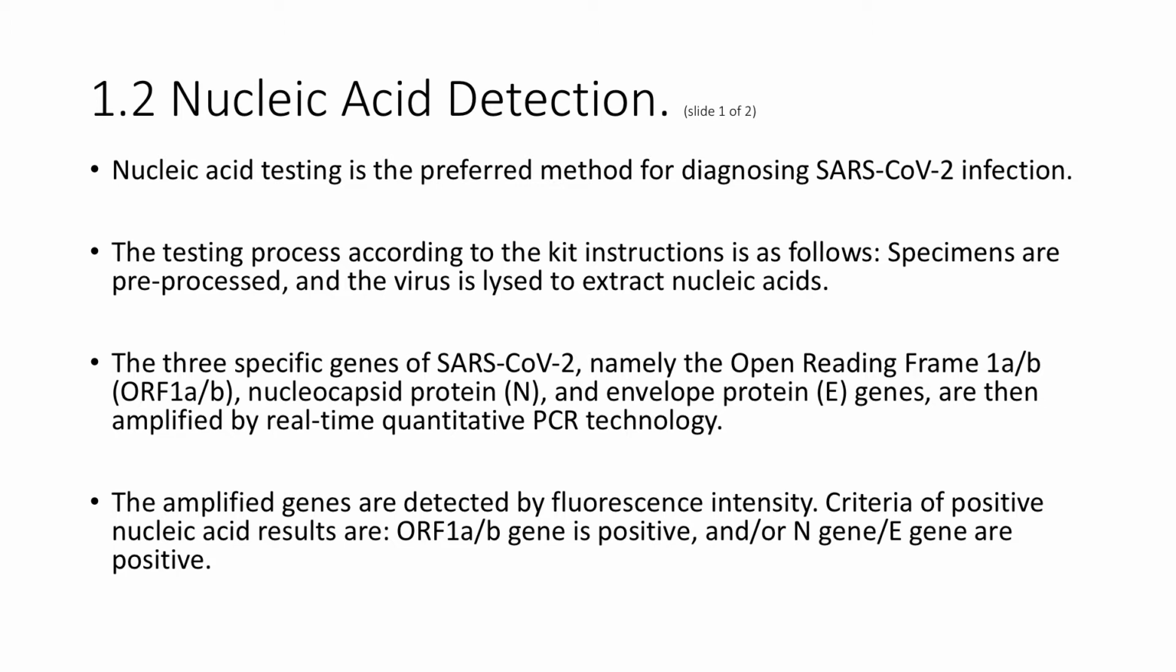1.2 Nucleic acid detection. Nucleic acid testing is the preferred method for diagnosing SARS-CoV-2 infection. The testing process according to the kit instructions is as follows. Specimens are pre-processed and the virus is lysed to extract nucleic acid. The three specific genes of SARS-CoV-2, namely the open reading frame 1A/B, ORF1A/B, nucleocapsid protein, capital letter N, and envelope protein, capital letter E genes, are then amplified by real-time quantitative PCR technology. The amplified genes are detected by fluorescein intensity.